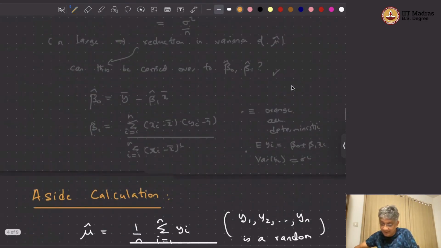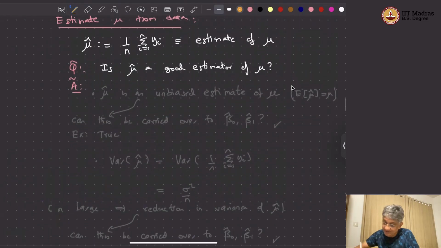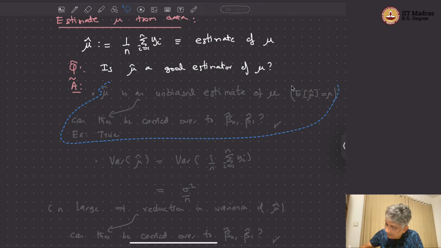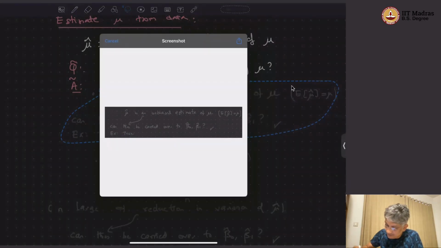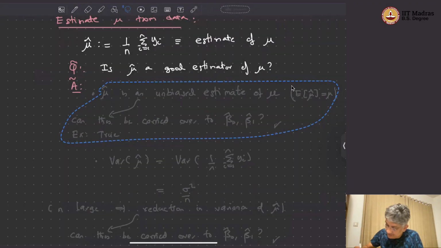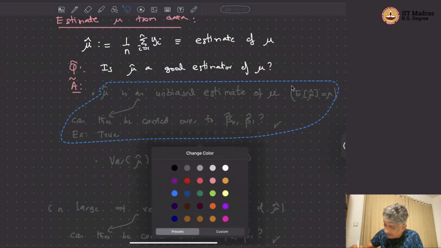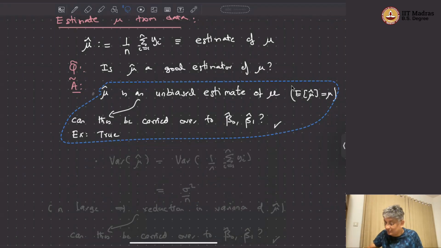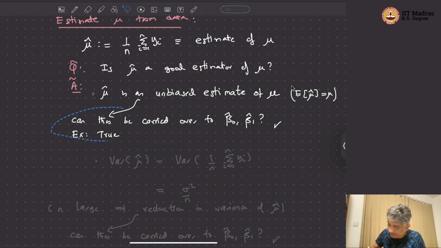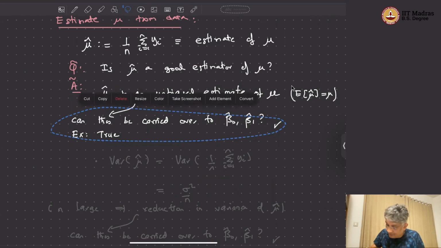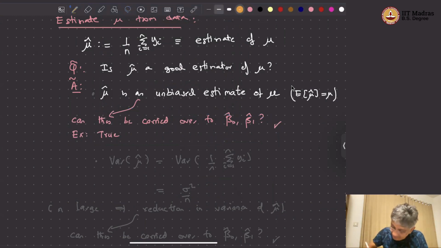Okay, so let's go back to our calculation. We have already observed that mu hat is an unbiased estimate of mu. So you should always keep in the back of your head: can I carry this over to beta naught and beta 1? The answer is yes. We will do that as well. This is a question that we will verify.